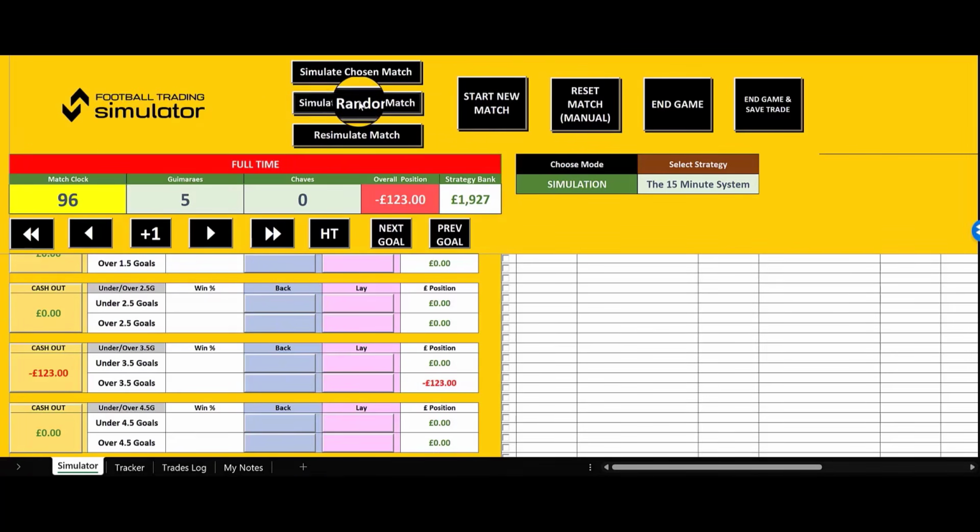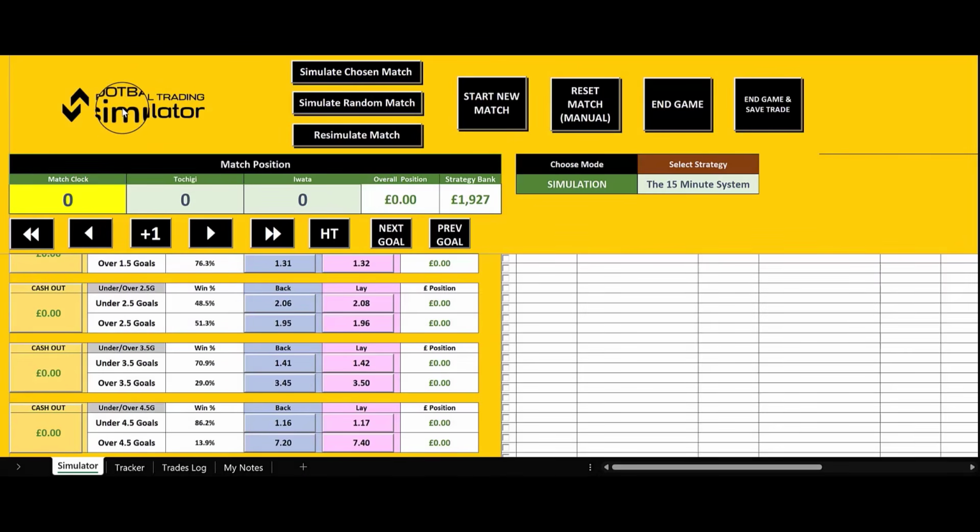Let's find another match to look at, and we'll give that a go, and let's see if we can start to claw this back. So it looks like we're off to Japan for this one. Tochigi versus Iwata, and we will lay over 3.5 goals in this one. Let's move it forward 15 minutes, and let's take a look, and let's see what happens from here.